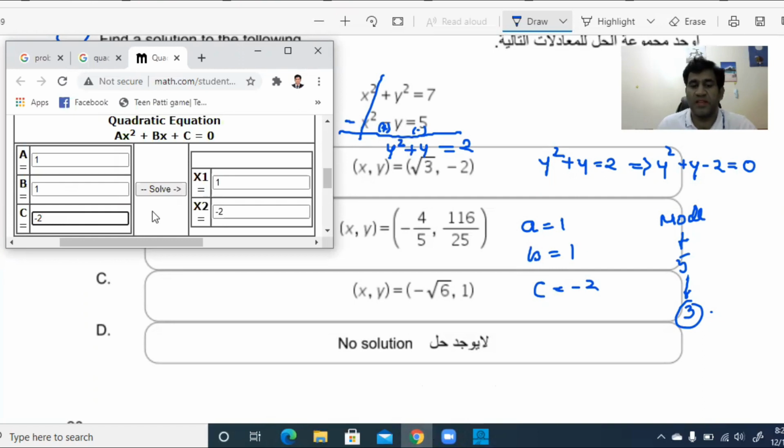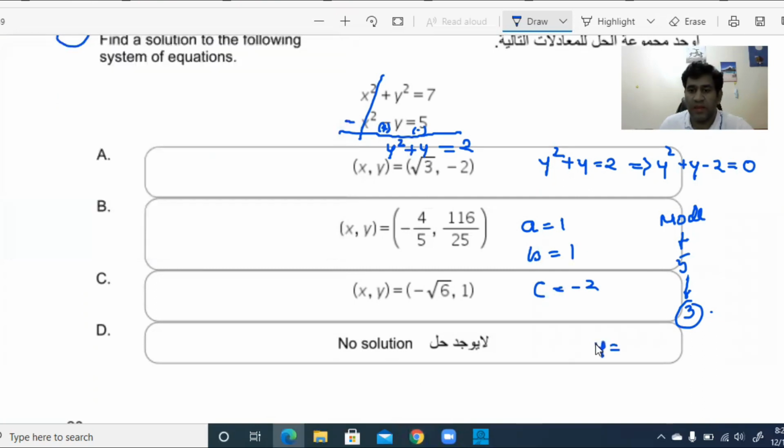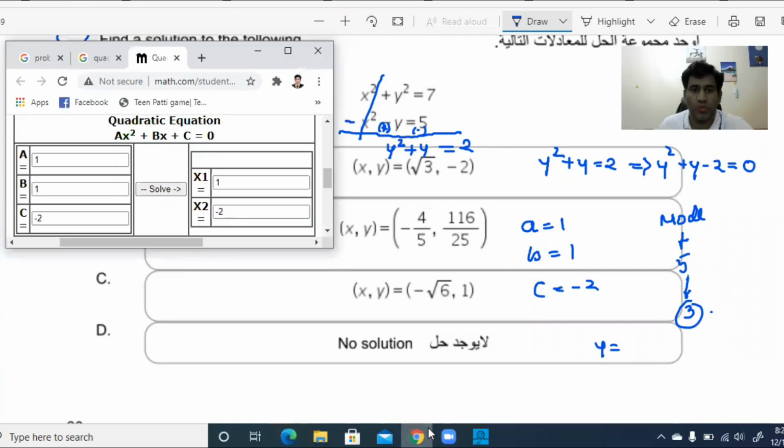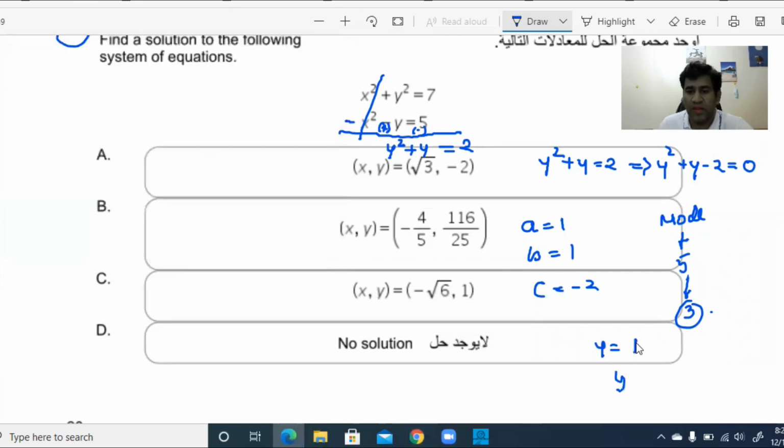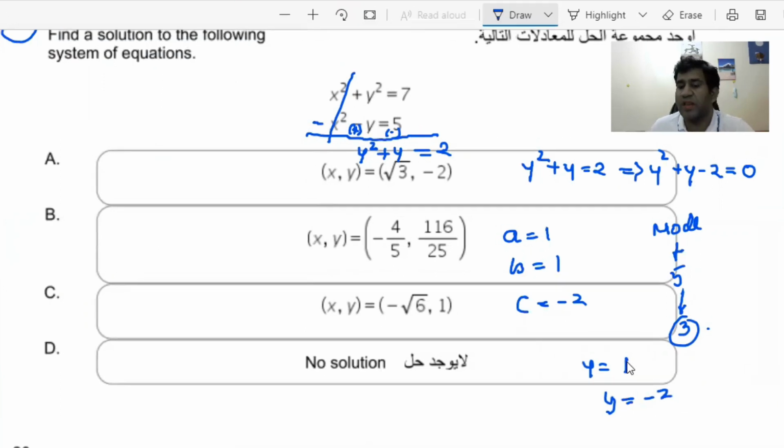After inserting these values in your calculator, if you press equal or solve, you will get the values. One value of y I am getting is 1, and another value of y I am getting is negative 2. So after solving that, either 1 must be available or negative 2 must be available. Whichever is available, accordingly I have to choose.